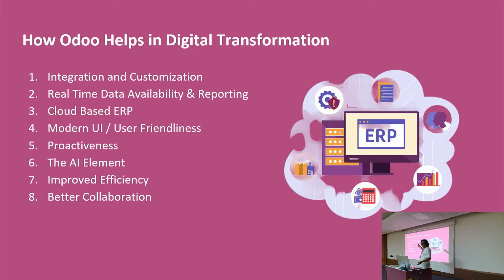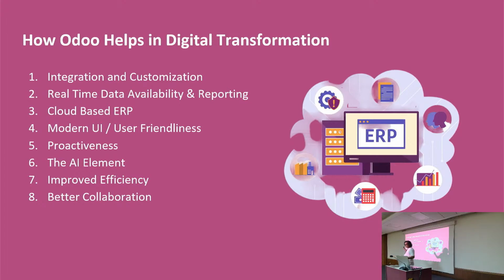Then the real-time data availability and reporting through Odoo that you can get. It's a cloud-based ERP, right? Everyone is looking at the cloud and all. The most important USP with Odoo is modern UI and user friendliness, not only for the management but for the end user as well, right? If you attended the session in the morning from Fabian, what he explained is, Odoo is for end users also, not only for the management. Generally, the business software or business systems that are built are mainly for the management, but Odoo is not only for management, Odoo is for the end user as well, right?